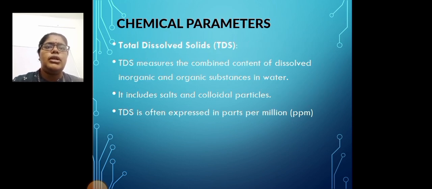So TDS, total dissolved solids, measures the combined content of the dissolved inorganic and organic substances in water. It includes salts and colloidal particles. TDS is often expressed in parts per million, that is ppm.